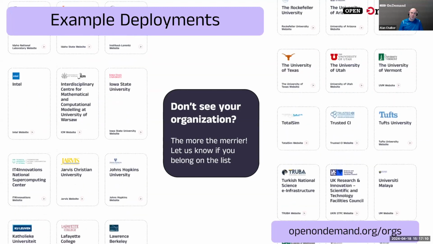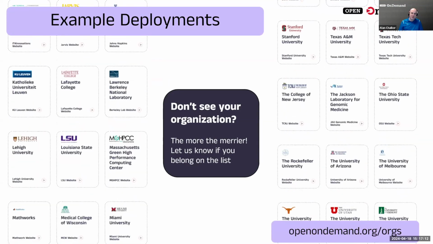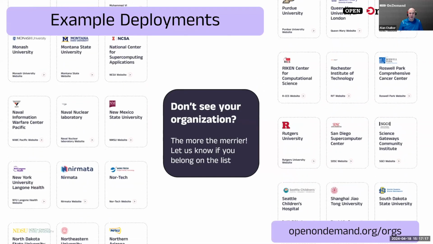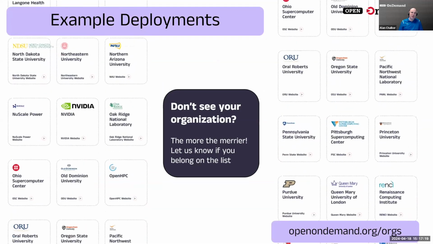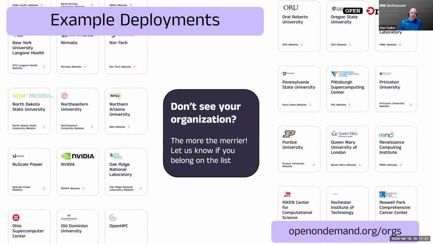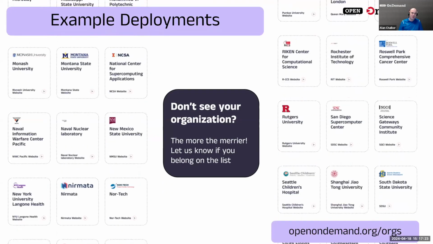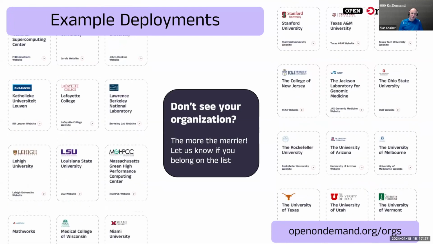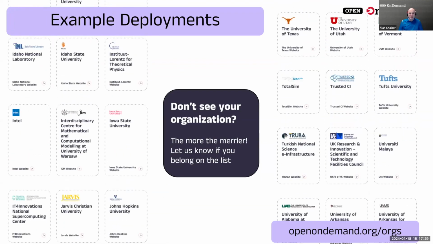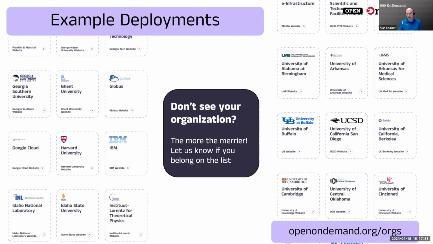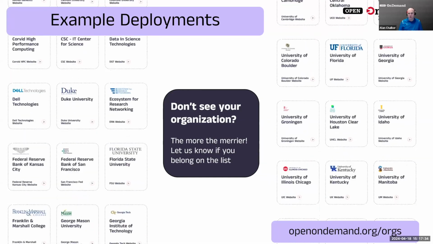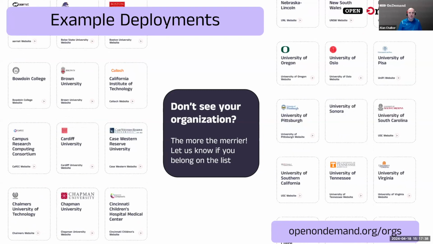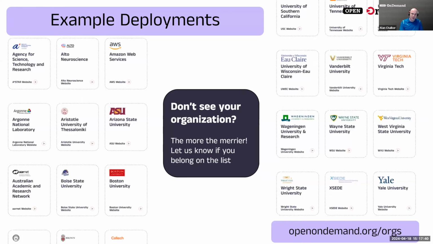Again, we've got funding from NSF, and one of the things about our funding from NSF is they want us to be able to show the impact of that funding. We show that impact by being able to list off and tell them about organizations that are part of the community that are using Open OnDemand. So if you don't see your organization on this list, please just let us know. Drop it in the chat, or if you go to openondemand.org/orgs, there's even a thing you can click on there. It really helps us to illustrate the impact of what we're doing here.